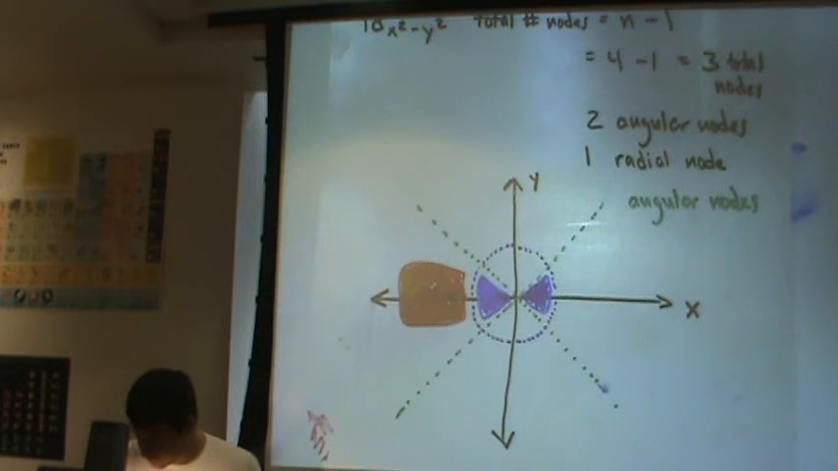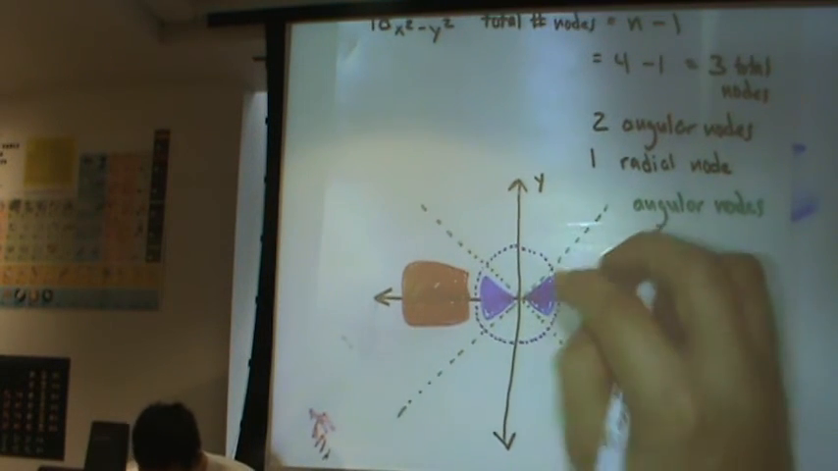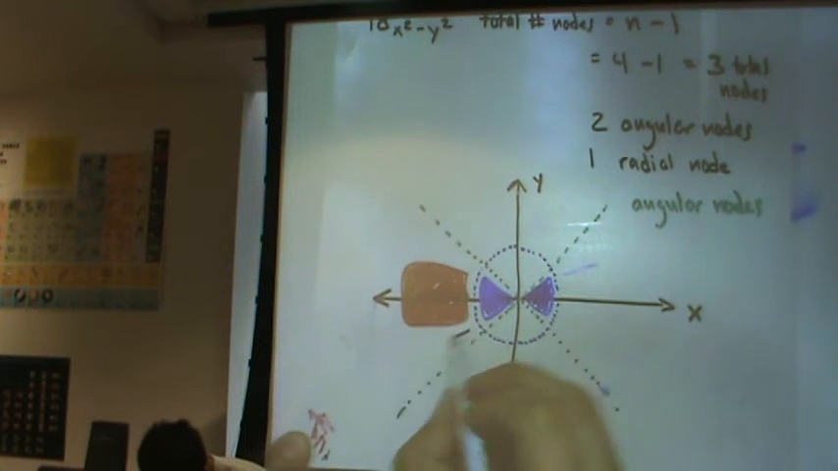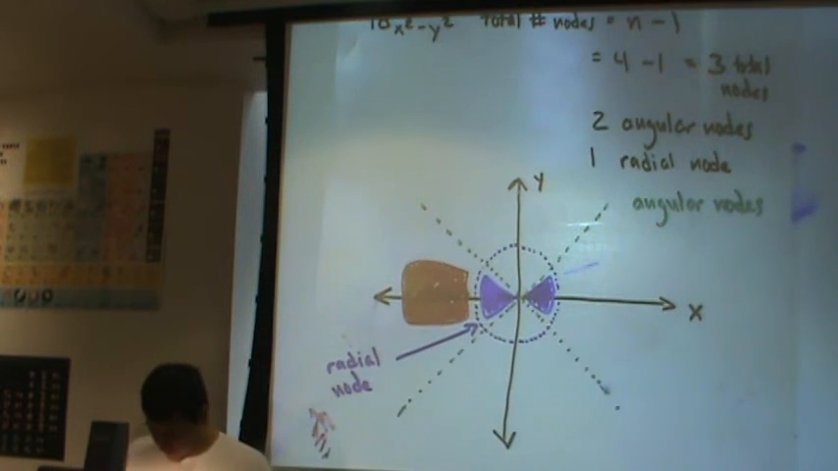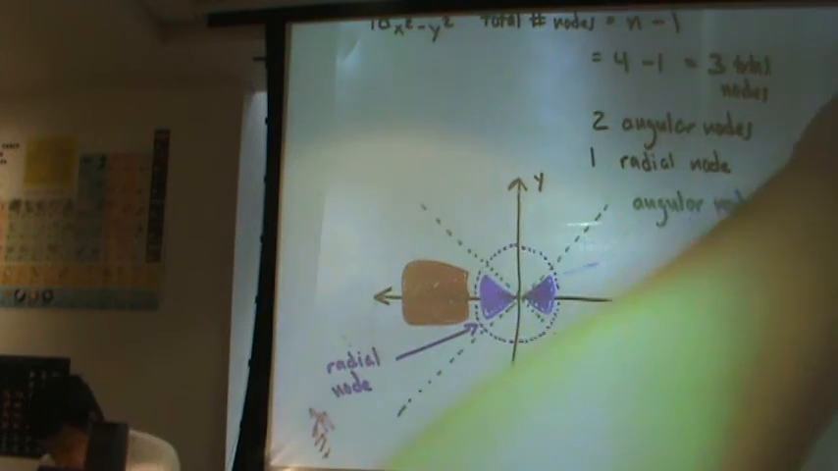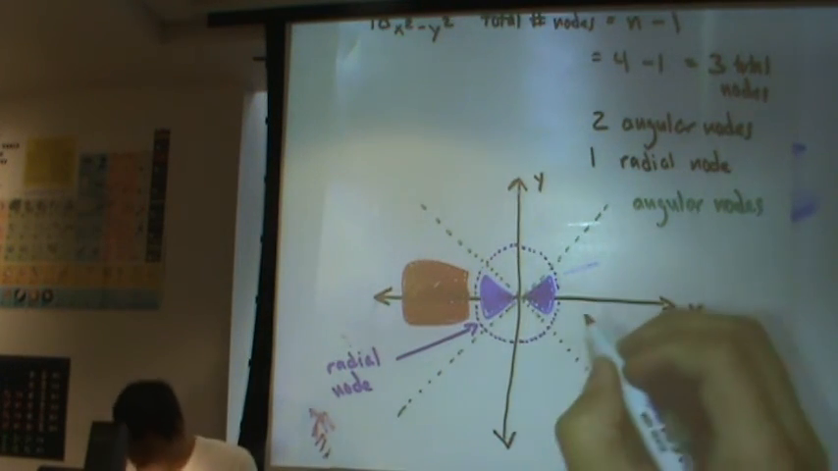Well, I didn't write down purple was the radial node. So let's put it right here. Radial node. And now I'm going to change colors to red because I'm crossing this radial node again. So I'm hopping over that line.